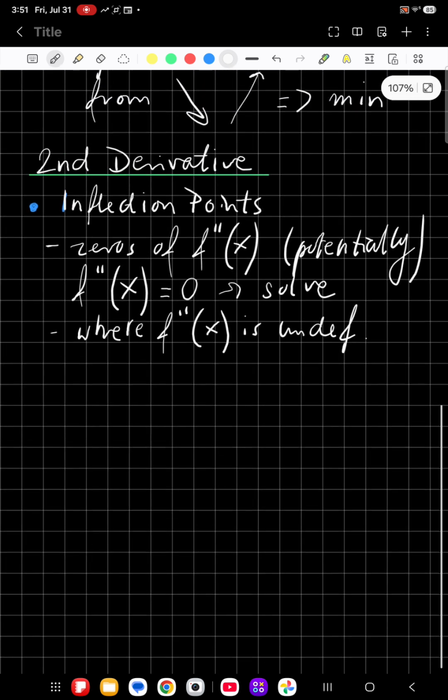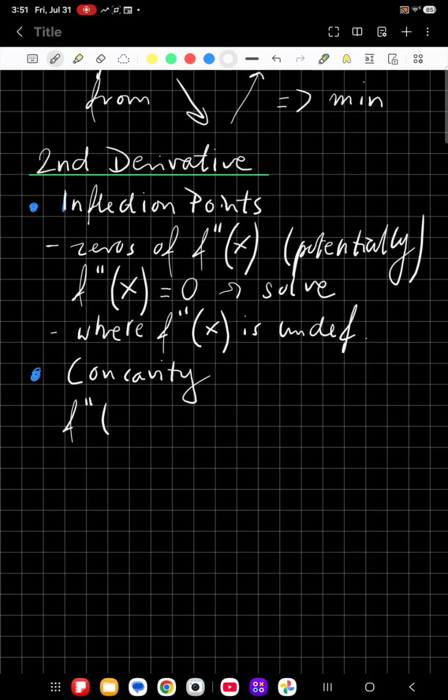Okay, so the second derivative tells us about concavity, right? We get information from it about concavity. Concave up, concave down. And yeah, it's pretty intuitive. When that second derivative is greater than 0, then we have concave up. If it's less than 0, concave down.